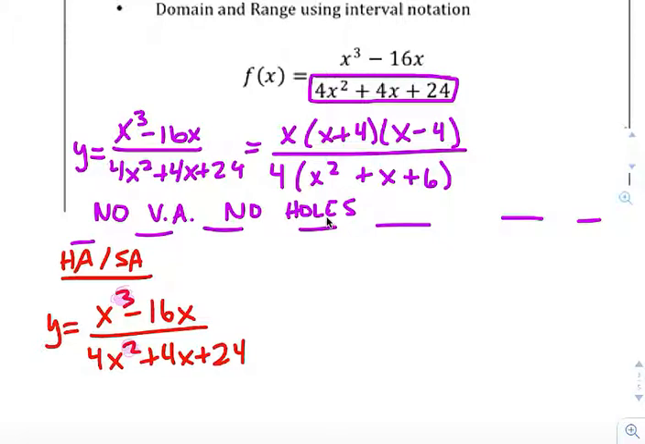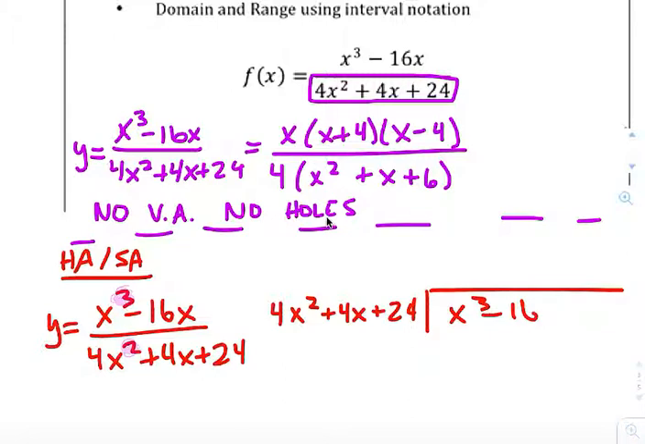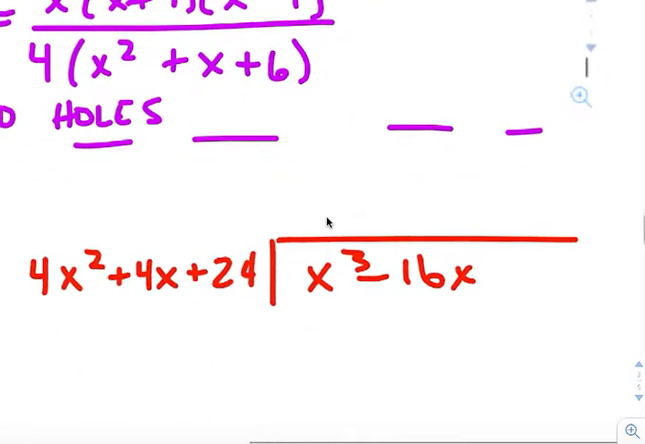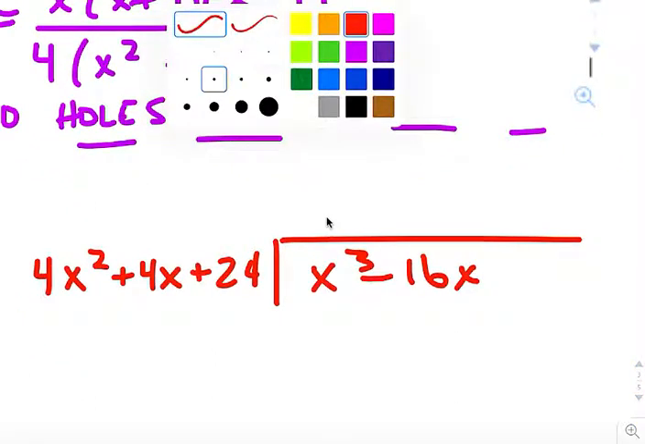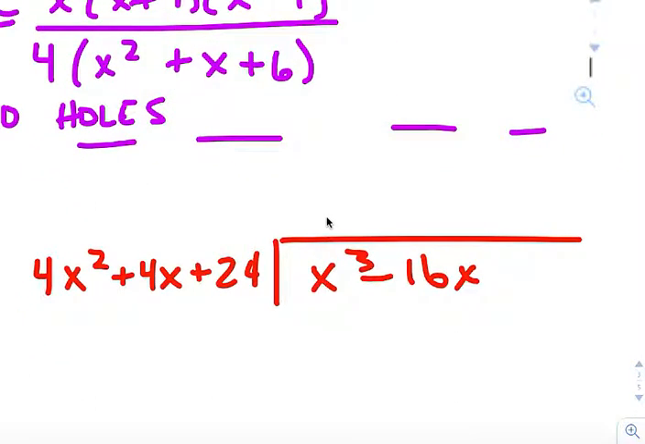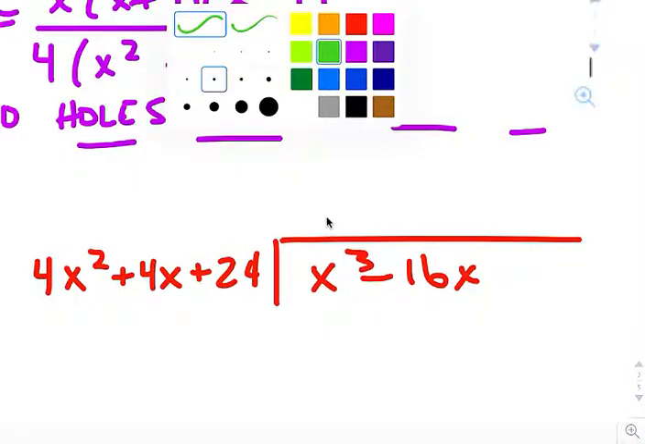So the way we'll expose this asymptote is by doing full division. We're going to divide by 4x squared plus 4x plus 24, and we're going to divide into x cubed minus 16x. Now this is weird because it's unbalanced, but it's not unheard of. All we have to do is work these numbers. We're probably going to end up with something a little bit weird, but not unusable. Let me go ahead and reduce this.